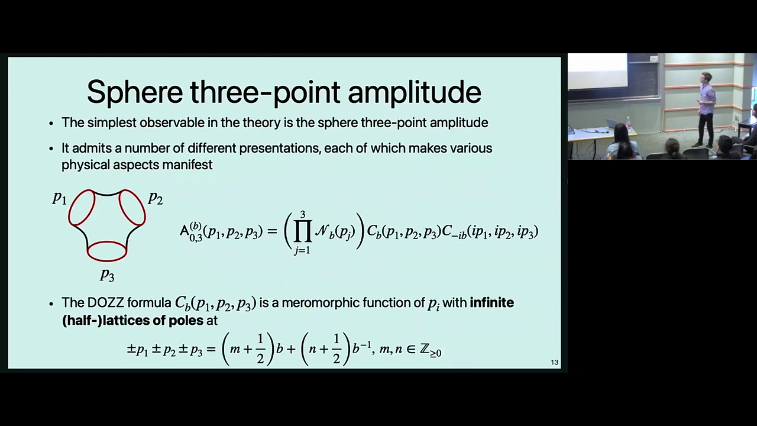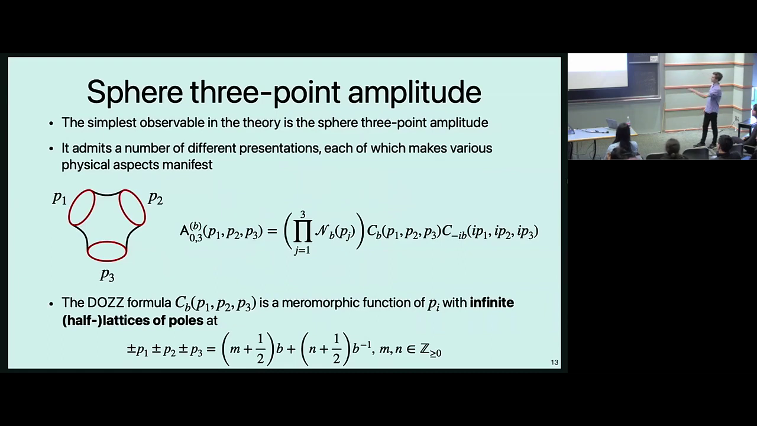Okay, so as I said, this is the simplest thing you can compute in the theory because there's no integration over the moduli space to consider. And we'll see that this observable admits a number of different representations, each of which will make various physical aspects manifest. So the sphere 3-point amplitude is, up to the like pole factors, simply given by the product of DOZZ formulas in the two Liouville theories.